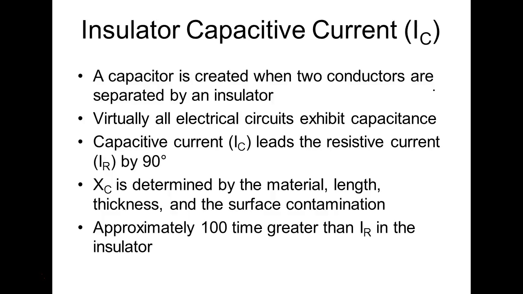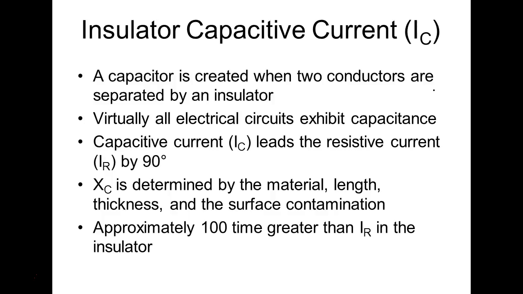A capacitor is created when two conductors are separated by an insulator. Virtually all electric circuits exhibit some capacitance. Capacitive current leads the resistance current by 90 degrees. X of C is determined by what? The material, the length, the thickness, and also how clean you keep those insulators. Surface contaminant on the outside of the insulator has a lot to do with the capacitance of the length.